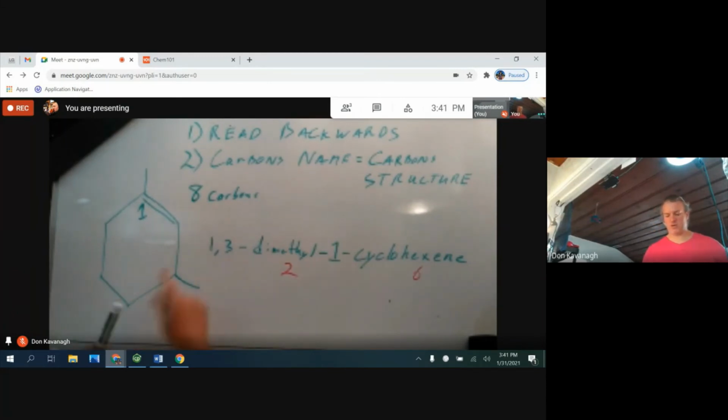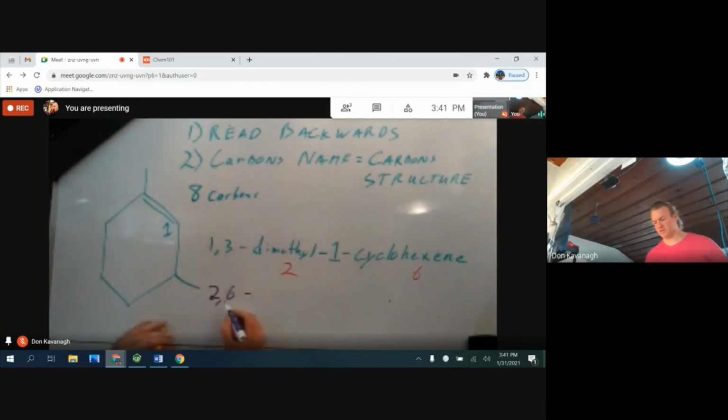Now, there was another way we could have counted this. Let's say we called this the 1 position. And I'm going to show you, this is another way you could count it that's wrong. Okay. Now, if we had called this the 1 position, to count to these 2, we would have to go 1, 2, 3, 4, 5, 6. There would be a 2 and a 6 dimethyl.